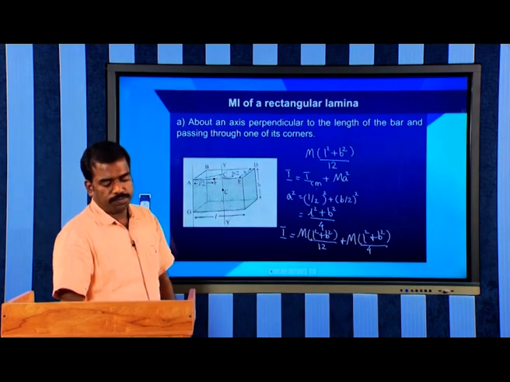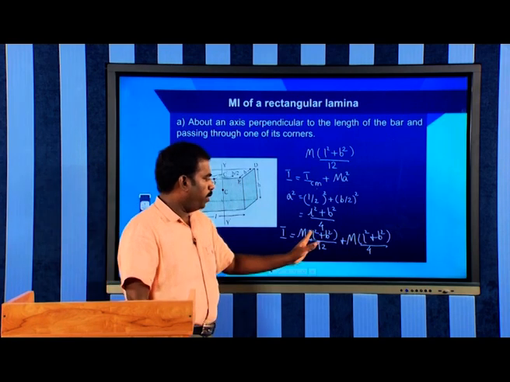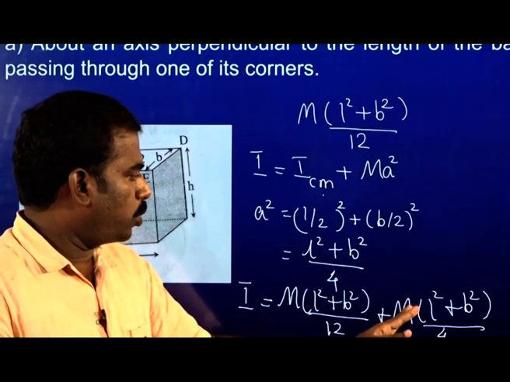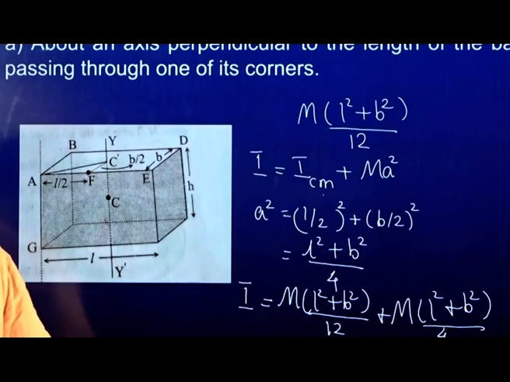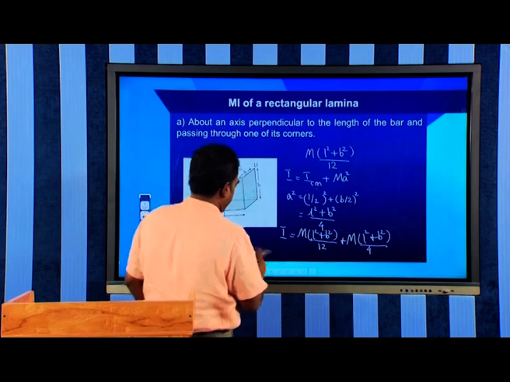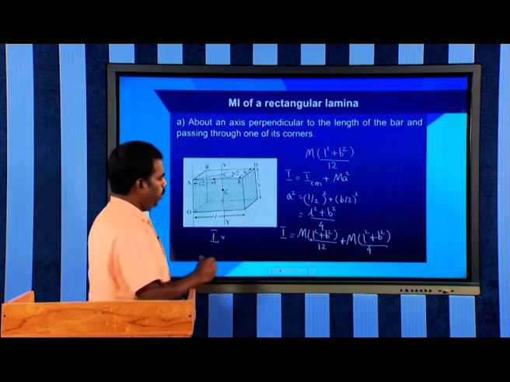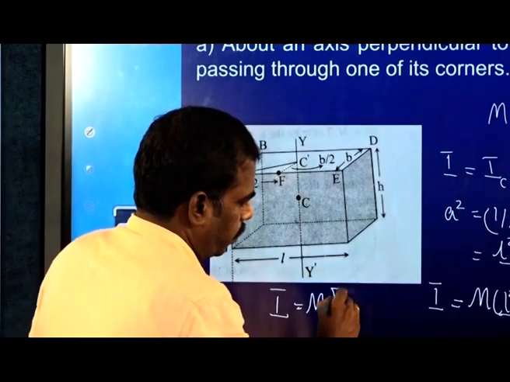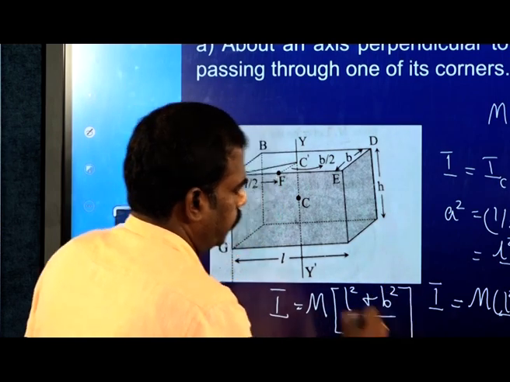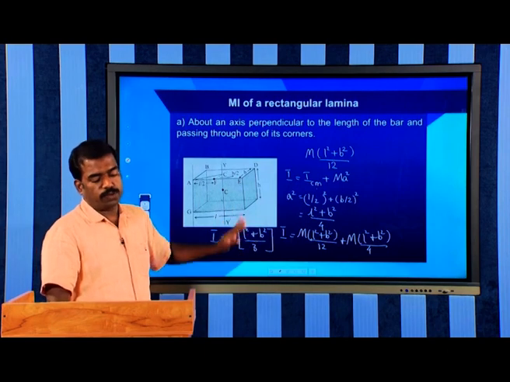So, take the LCM and then rearrange, so that you will get M into L square plus B square by 12 plus M into 3 L square plus 3 B square. If you solve the same, you will get I equal to M into L square plus B square by 3.